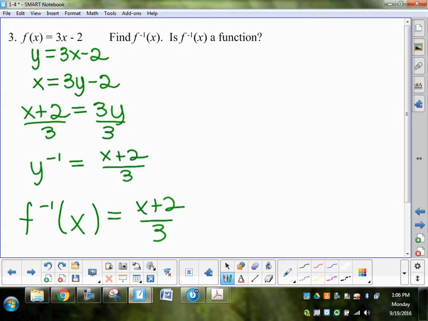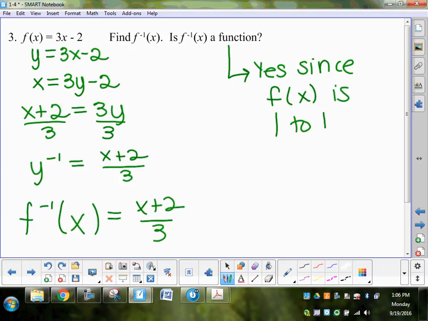Is that going to be a function? Well, think about the original. Alex, what shape is the original going to be when we do it out? Linear. It's going to be linear. Is the original a function? Yeah. Is it 1 to 1? Yeah. Okay, so what do we know about the inverse? Questions on that one?